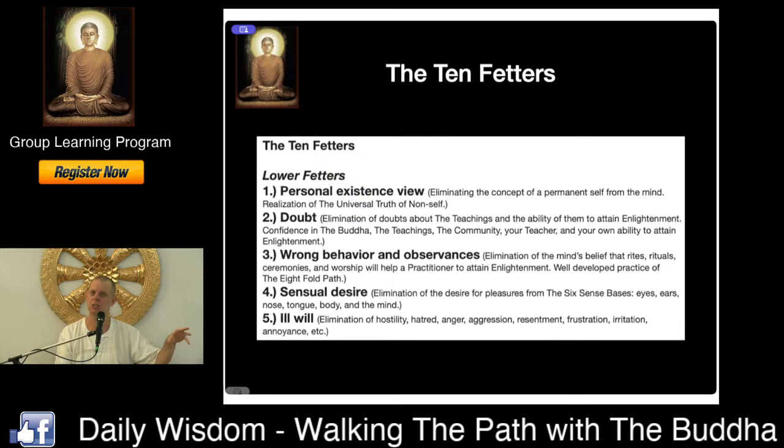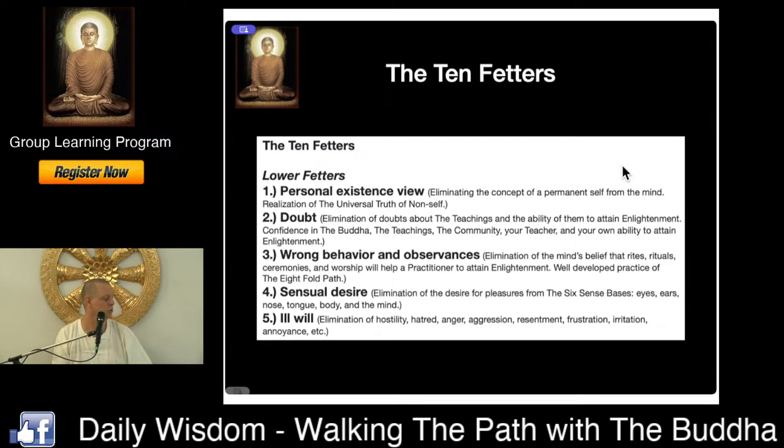But the retreat that I'm going to teach in August, I'm going to go into each individual fetter, talk about what it is, what the symptoms of it are, how to eliminate it, and how to know when you've actually eliminated it as well. So I'll be talking about those four different things. But for that one, you can look in volume 1, chapter 16. Okay, so I'm not seeing any other questions anywhere.